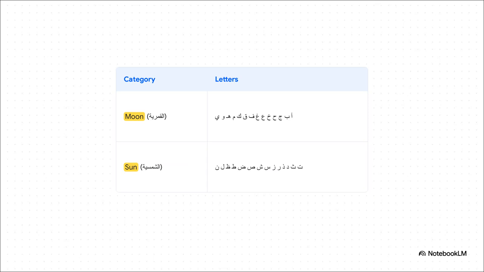And here they are. This right here is your cheat sheet. You've got the 14 moon letters where you say the L and the 14 sun letters where you don't. This is one of those fundamental rules for sounding right when you speak Arabic, so this slide is pure gold.